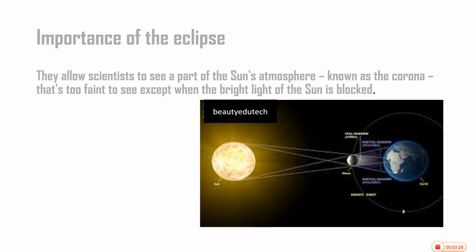Importance of the eclipse. The eclipse allows the scientists to see part of the sun's atmosphere, known as the corona, that is too faint to see, except when the bright light of the sun is blocked. This has brought us to the end of this exercise today on the eclipse of the sun and the moon.